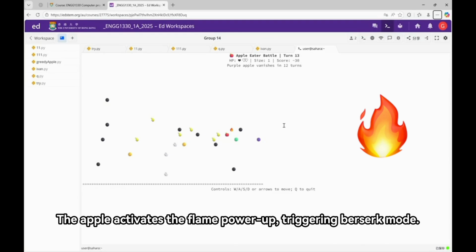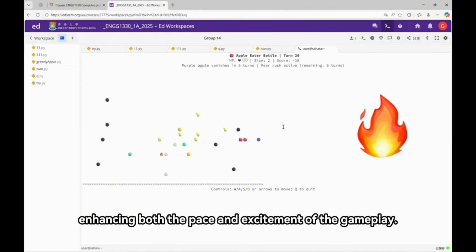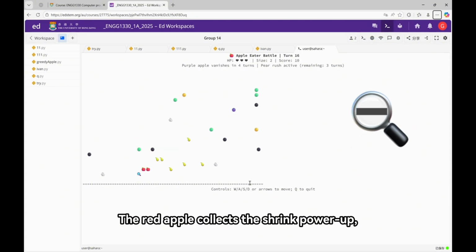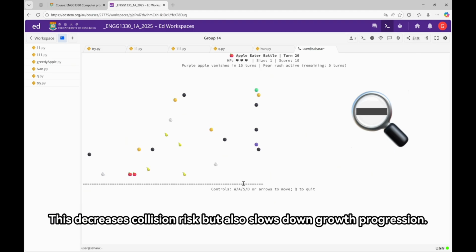The apple activates the flame power-up, triggering berserk mode. During this period, all scores are doubled, enhancing both the pace and excitement of the gameplay. The red apple collects the shrink power-up, which temporarily reduces its size by 1 level. This decreases collision risks but also slows down the growth progression.